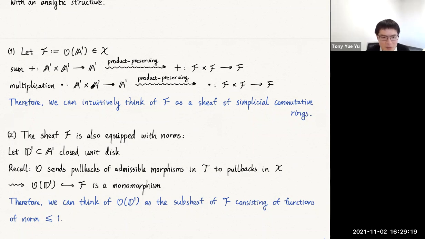Let me just recapitulate. Via this product preserving property, we get a ring structure on the sheaf. And now via the second property, about sending admissible pullbacks of admissible morphisms to pullbacks in the topos, we get a subsheaf with bounded norms. So this gives us norms.